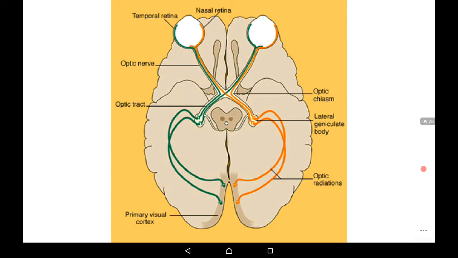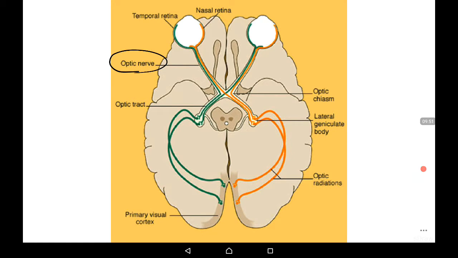Let's see how the information is processed in the brain. The second part of an analyzer is the conducting pathways. This pathway is produced by the optic nerve, then the optic chiasm, and the optic tract after the chiasm.